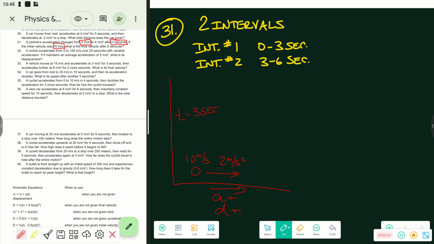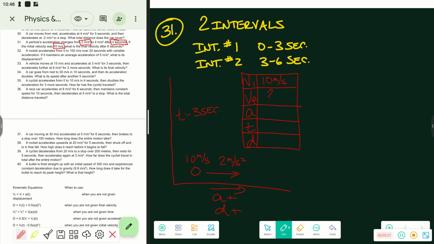All right? So you have the time being 3 seconds. So now you can do your kinematic chart with your variables. VI, VF, A, T, D. Okay? What's your initial velocity? 10 meters per second. Okay? Do you have a final velocity yet? No, but it's something that you need to solve for. Okay, so that's what you're going to be solving for.